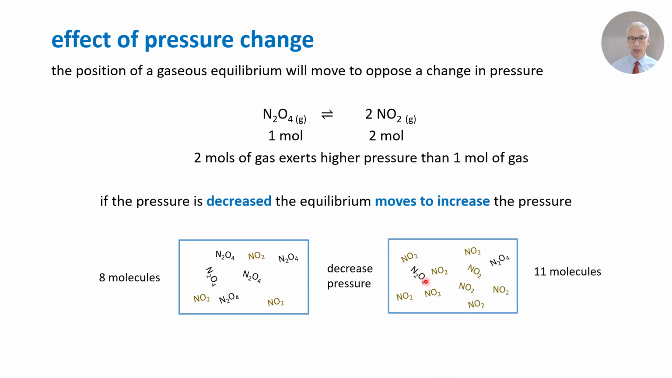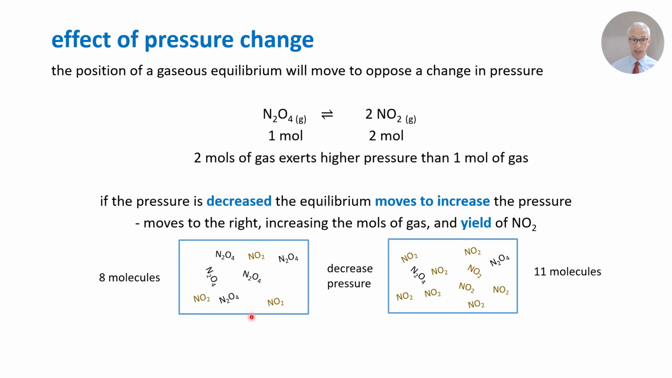So if we have a new equilibrium position following the decrease in pressure, we've only got 2 N2O4s. That means we now have 9 NO2s. So we've got a grand total of 11 molecules on the right-hand side, and that therefore will increase the pressure. So we say the position of equilibrium has moved from the left to the right. That is, on the left, we had 5 N2O4 and 3 NO2, and on the right, we have 2 N2O4 and 9 NO2. So the position of equilibrium has moved to the right.